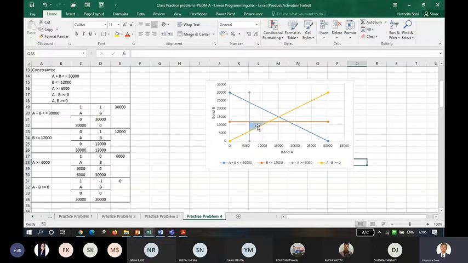This is the region that I am referring to as of now. Are we okay? Is everybody able to follow this? Yes, sir. Okay, so now we can only just look at the extreme points.